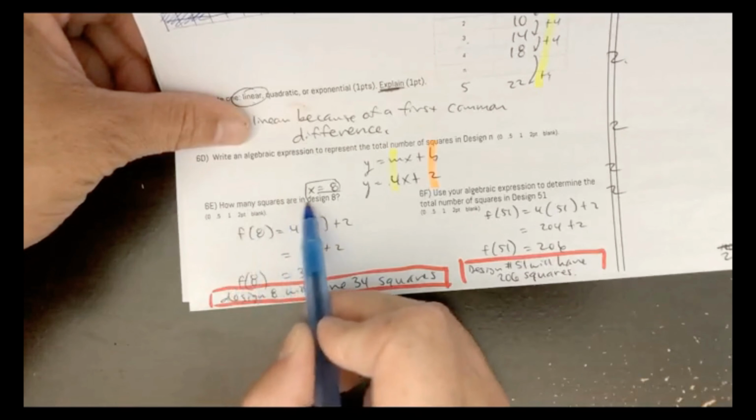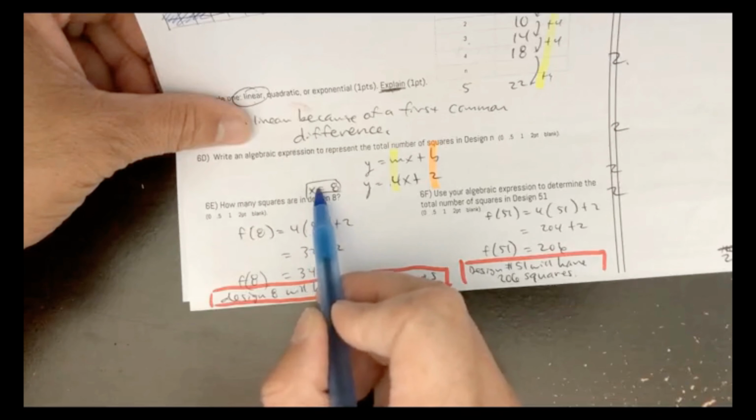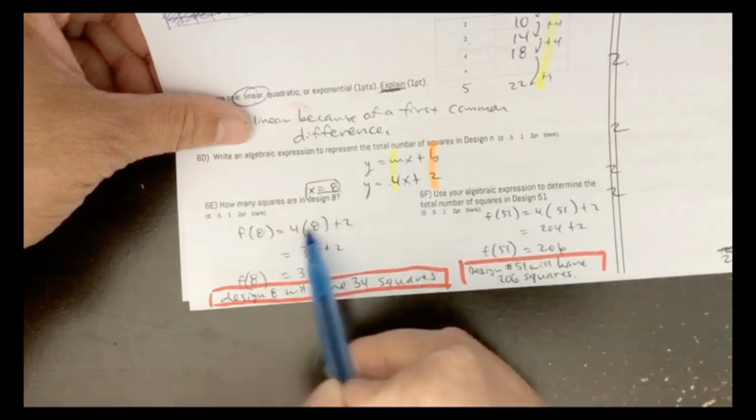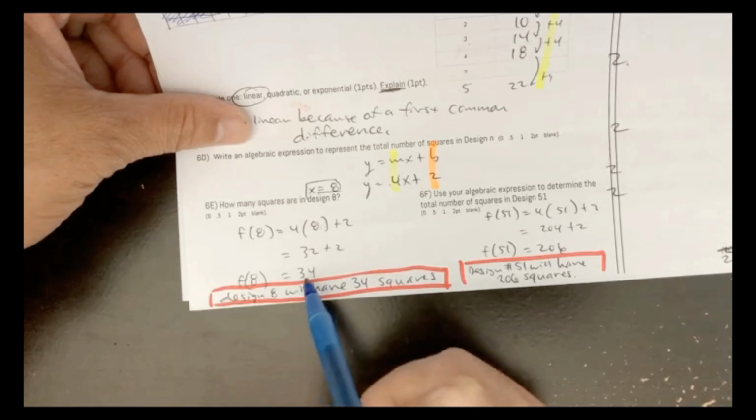How many squares are in design 8? So design 8 is like x equals 8. So you can put an 8 here. 4 times 8 is 32, and 32 plus 2 is 34. So design 8 will have 34 squares.